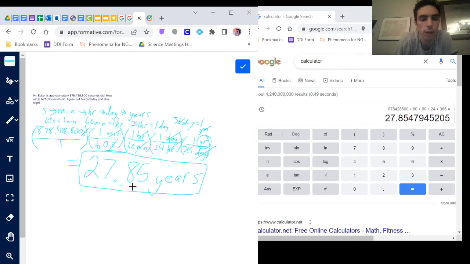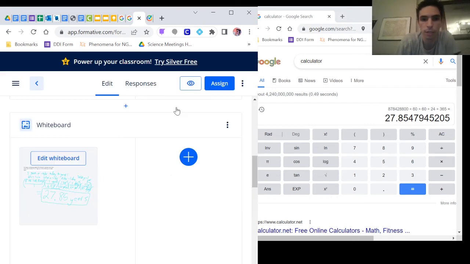Okay. To figure out when my birthday is, the way I would recommend doing it is figure out the fact that I'm almost 28, figure out how many days are in the remaining 0.15 years, and then sort of go backwards from there. But I'm not going to show that here. We'll do that in class.